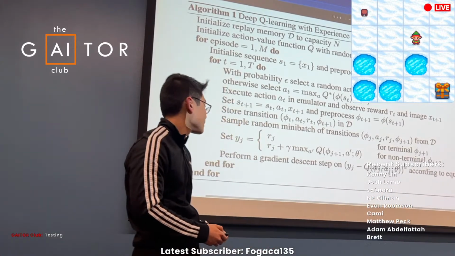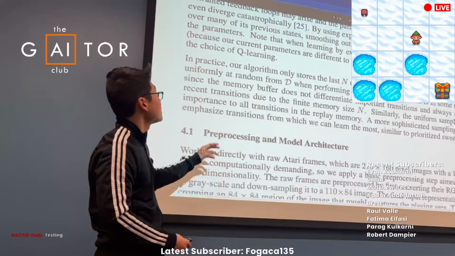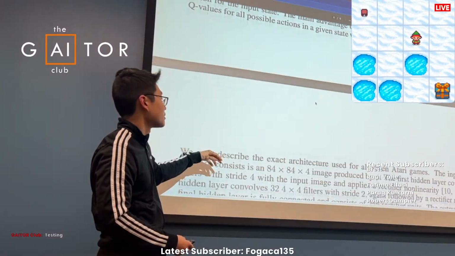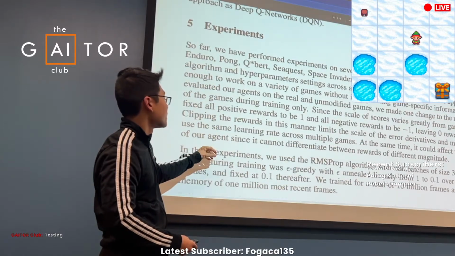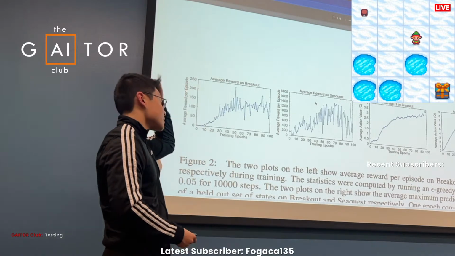Great. We can scroll down a little bit. Let's see if there's anything else. Okay, so let's see model architectures. I don't think there's too much important information here. Scroll down a little bit more. They have a table. Okay, so this is kind of nice.